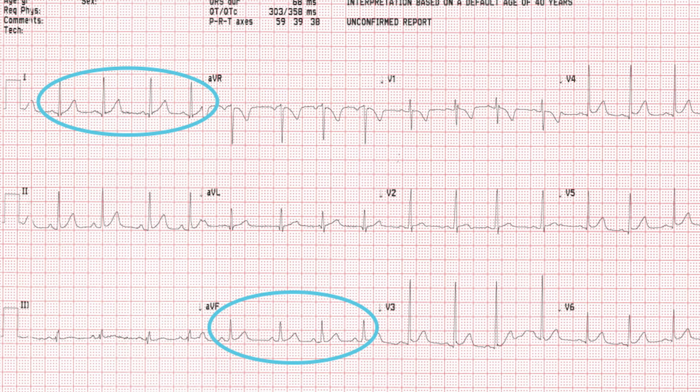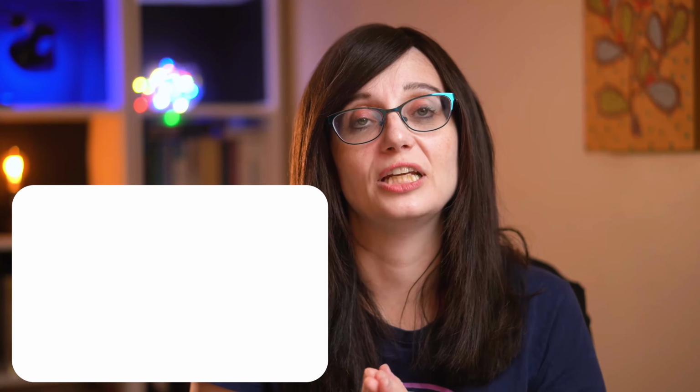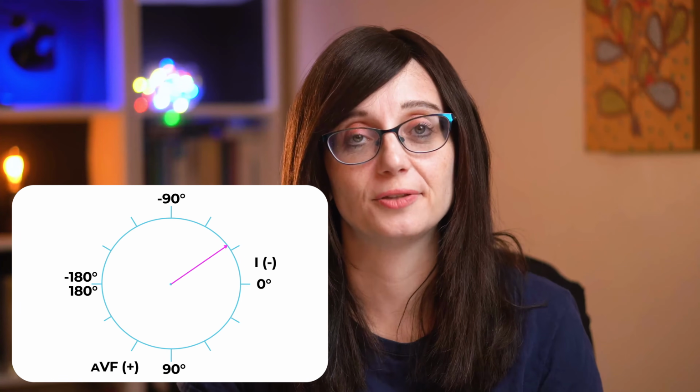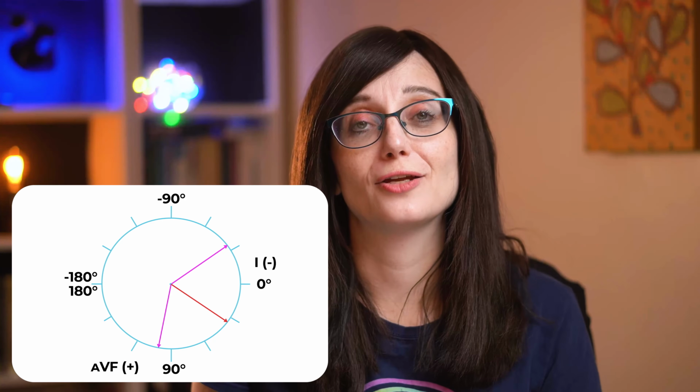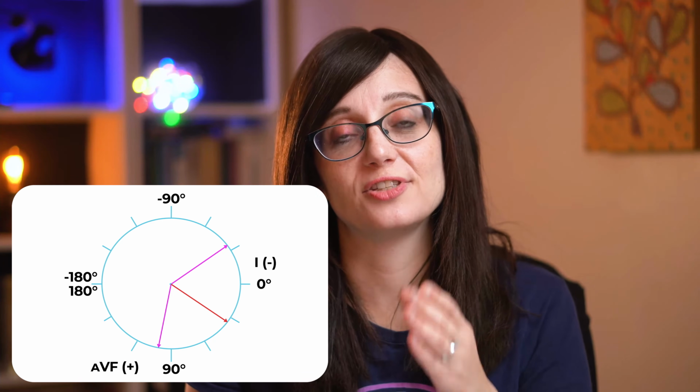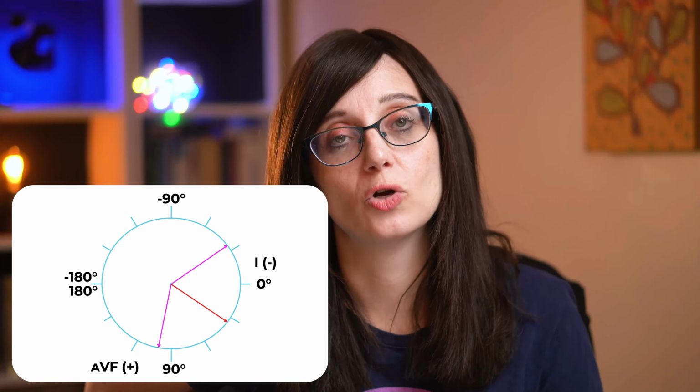We calculate the axis by looking at leads 1 and AVF, but actually you could look at any two perpendicular leads and you're looking at the net deflection. You plot this then along lead 1, so either in the positive direction or the negative direction depending on the deflection. And then you do a similar line reflecting the overall deflection in AVF. Then you draw a further line which goes from the base of the first line to the tip of the line drawn from the angle of AVF, and that's the cardiac axis.